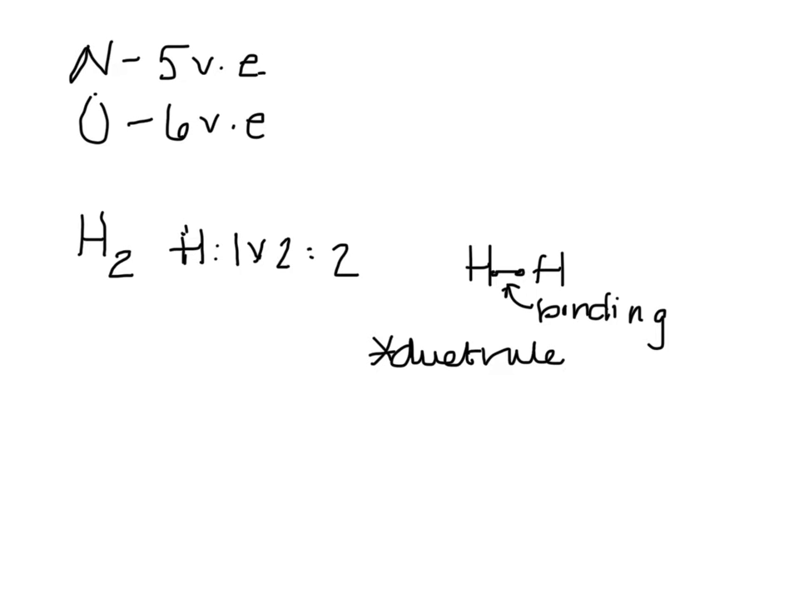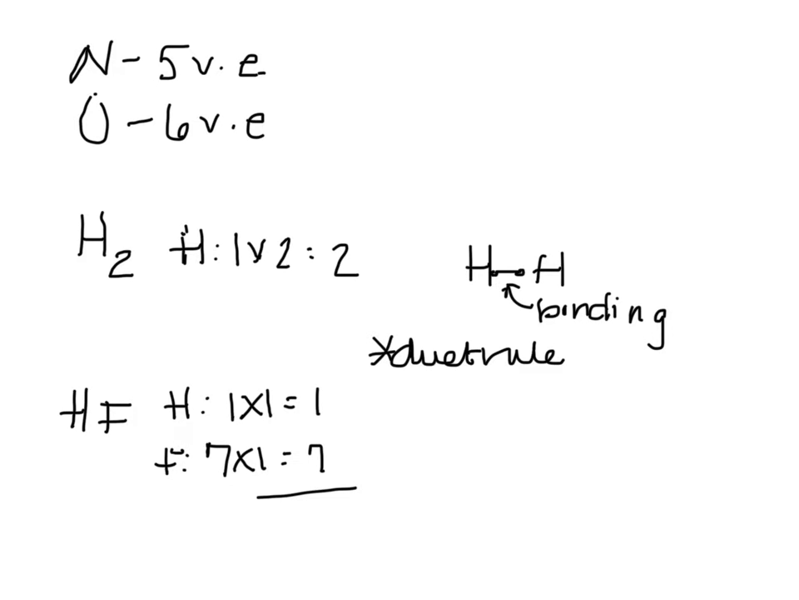We can step up our game a little bit by writing something like HF. HF adds a second level by adding a different atom. Hydrogen, however, still pulls in 1 valence electron. There's only 1 hydrogen inside HF, so hydrogen brings a total of 1. Fluorine, because it's in column 7, has 7 valence electrons, and there's 1 of them, so I have a total of 7 coming from fluorine. If I add them together, I have a total of 8 valence electrons.